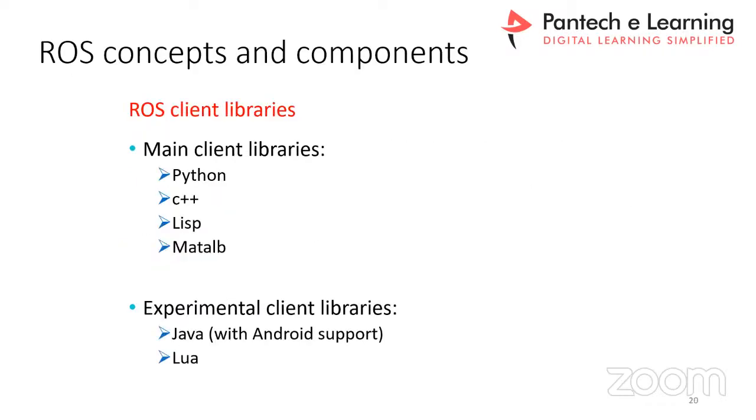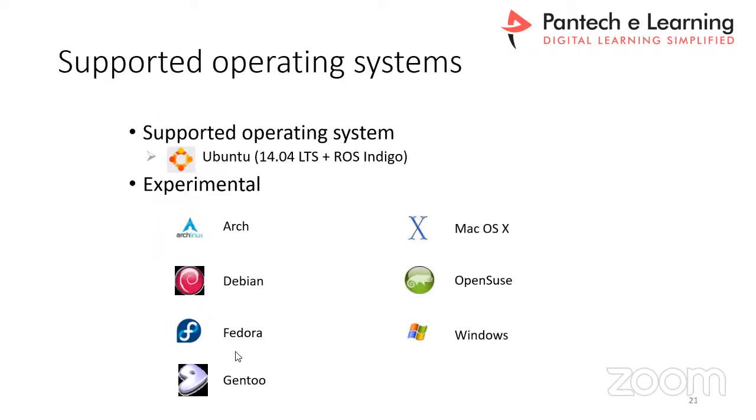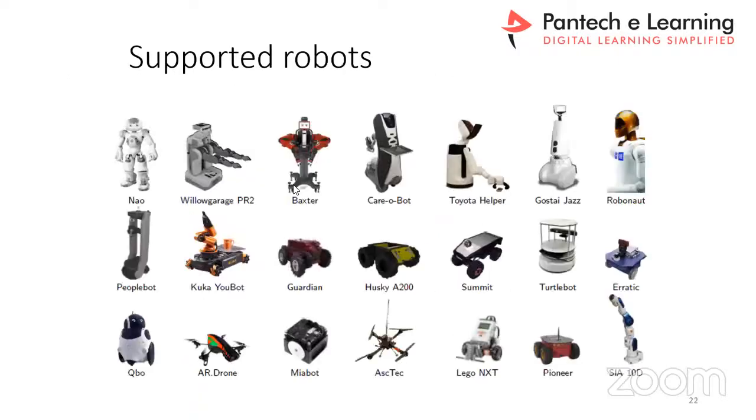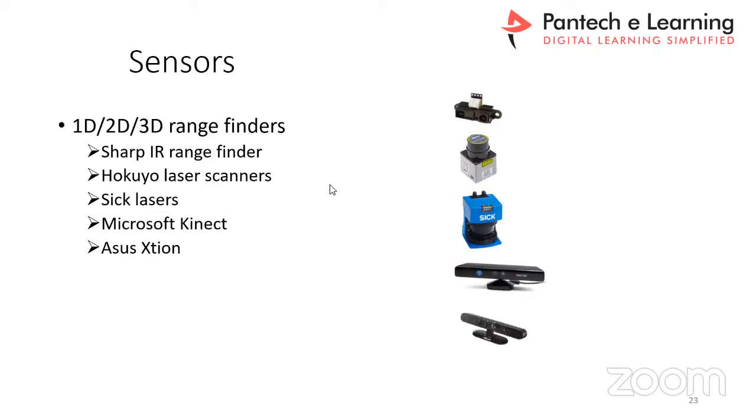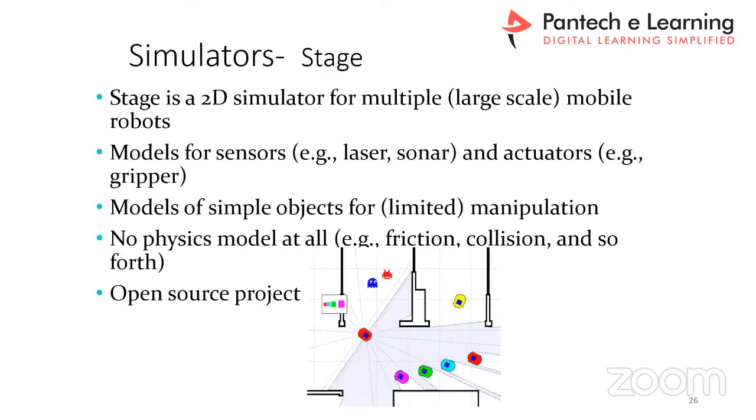Then ROS concepts and components: mainly ROS client libraries available in Python, C++, Lisp, and MATLAB, and experimental client libraries in Java and Lua. Then supported operating systems. Mostly people use Debian-based systems, like Ubuntu. Mostly the Ubuntu system is used. Then there are supported robots that are already implemented and different types of sensors that can be used in integrated hardware. Then there are simulators.